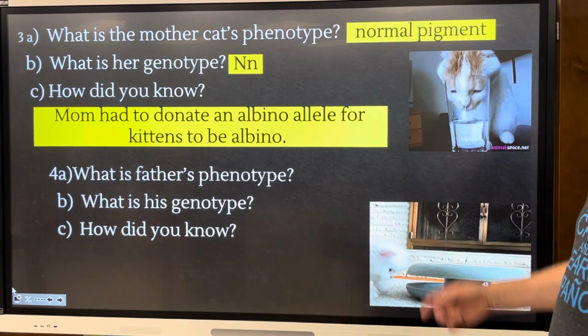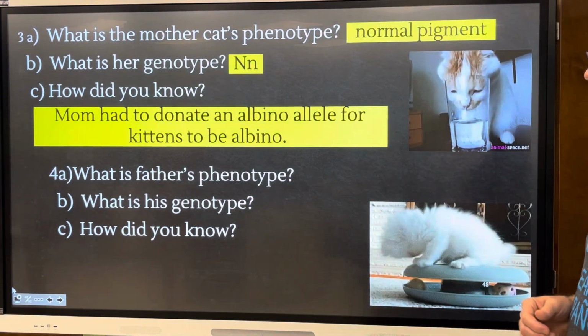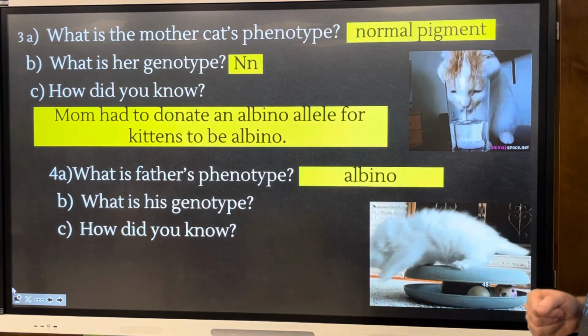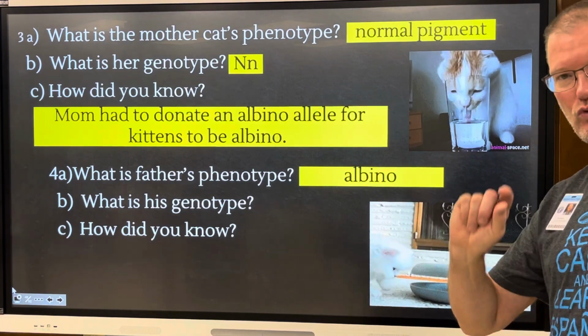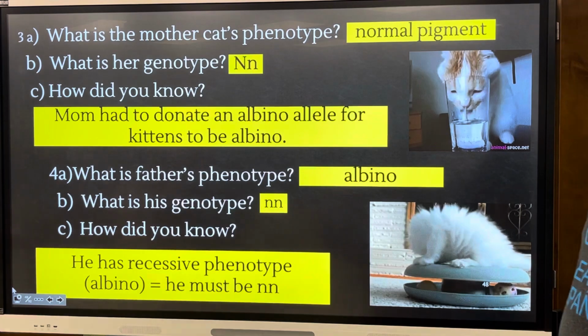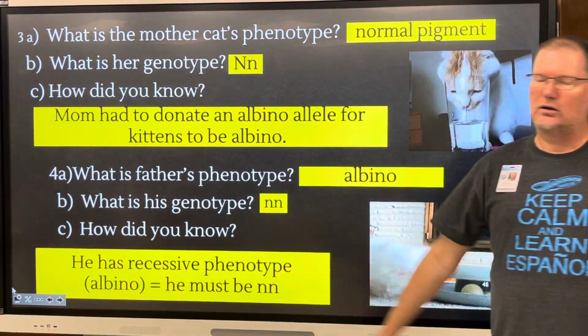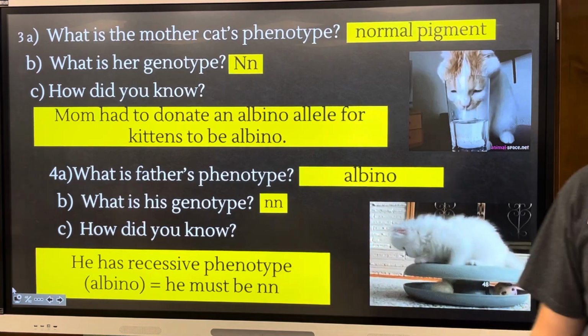What was the father's phenotype outside? What did it look like? Albino, right? The genotype would therefore have to be two recessive alleles. And how do you know? He has the recessive phenotype, so he must be little n, little n.